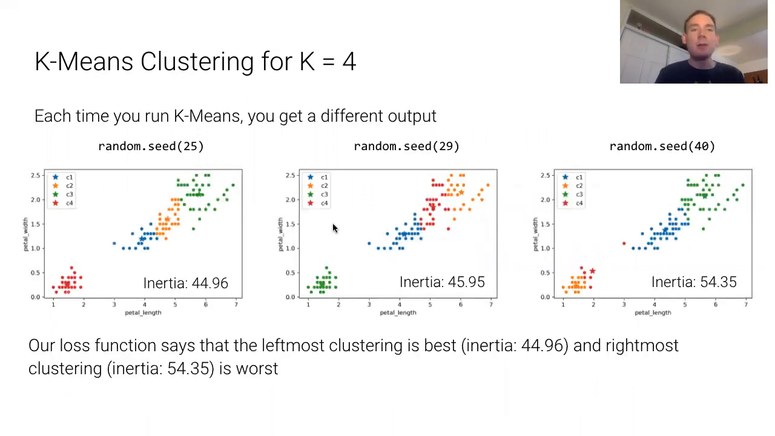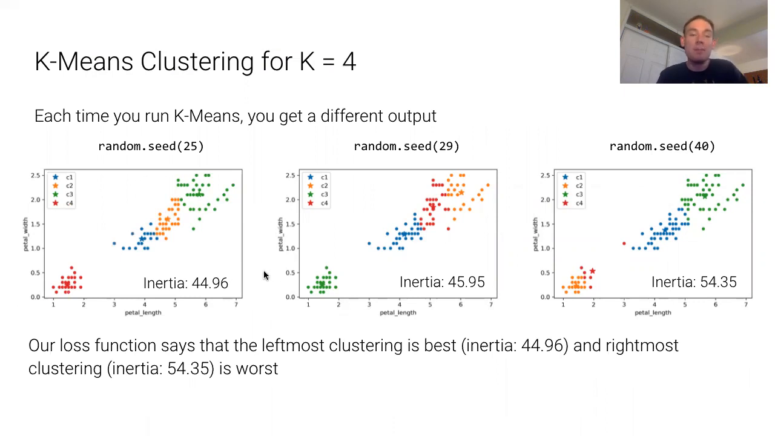So each time we run k-means, again, here are 3 different outputs. And it turns out that this one over here on the left has the lowest inertia out of the 3. This one was 44.96, this one was 45.95, and this one was pretty terrible, 54. And this makes sense. This goes along with what we've been saying. These 2 clusterings over here look pretty similar.